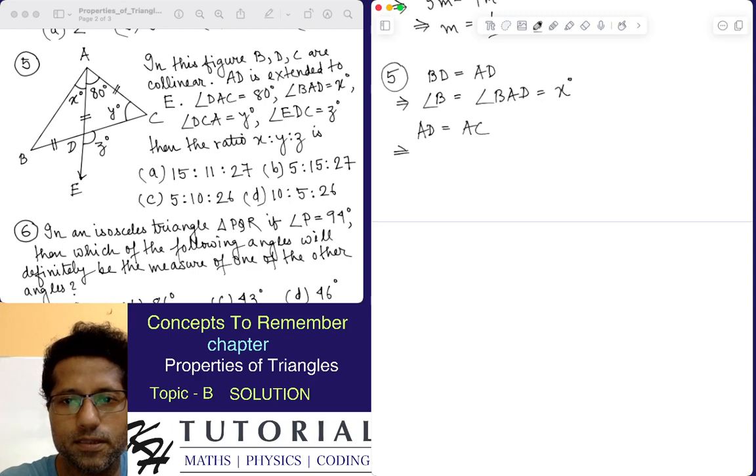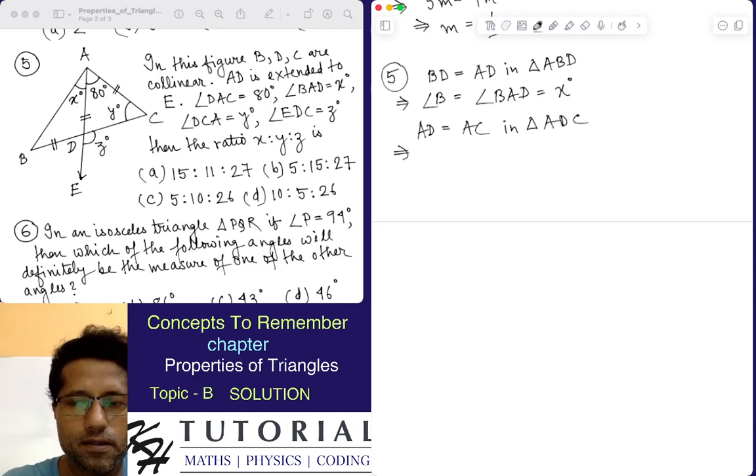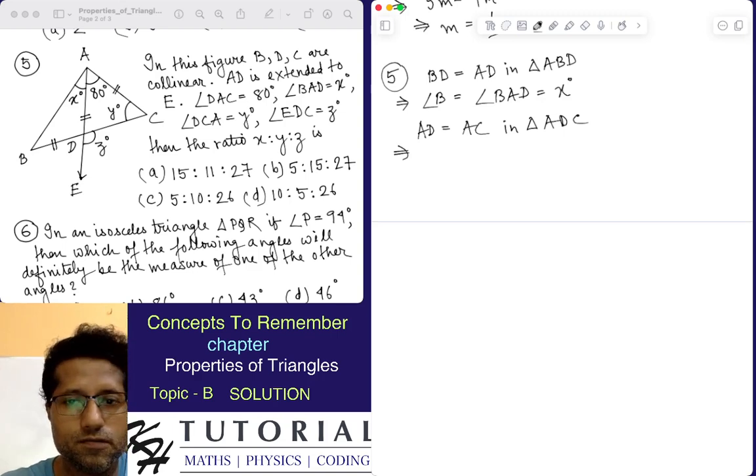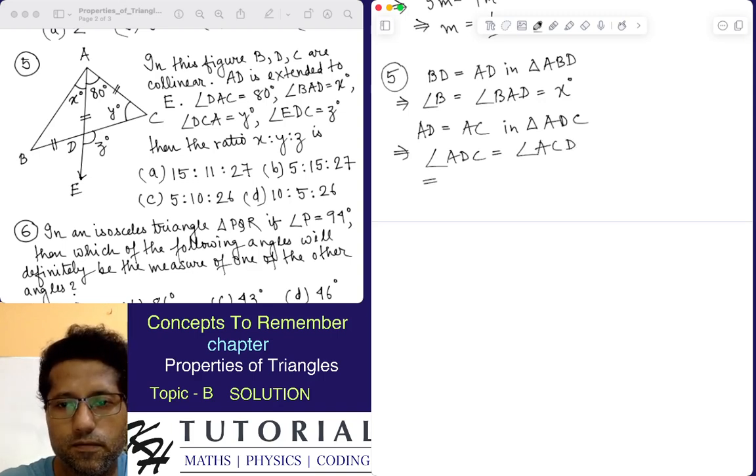So in triangle ADC, AD equals AC. This will imply the angles opposite to these equal sides are also equal. This will imply angle ADC is equal to angle ACD, which means angle ADC. What is angle ADC?